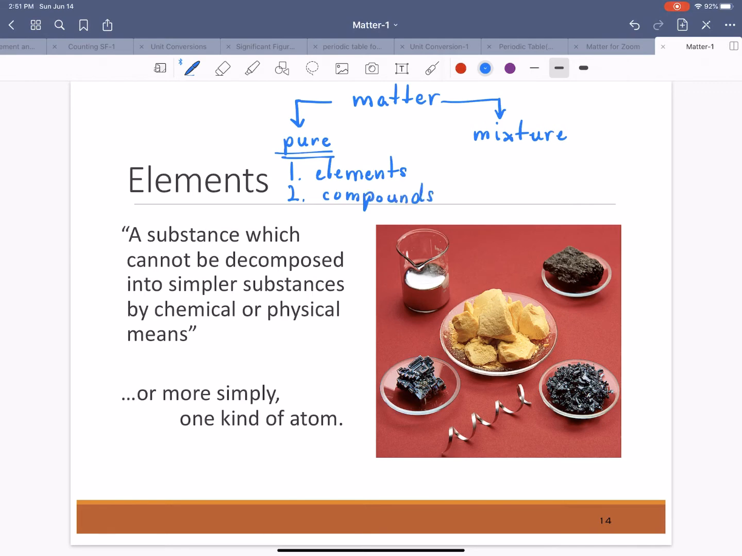Okay, so we talked about matter can be pure. Pure can't be separated by a physical means. One kind of pure is elements. And then here's another one of those chunky sentences. A substance which cannot be decomposed into simpler substances by chemical or physical means. Okay, so at this point you're probably tired. Let me give you a shortcut. It's simply one kind of atom.